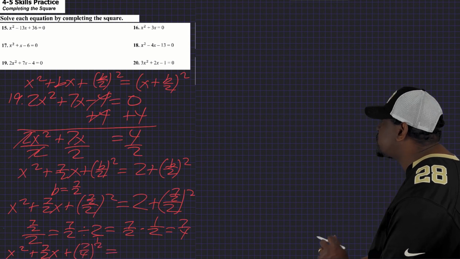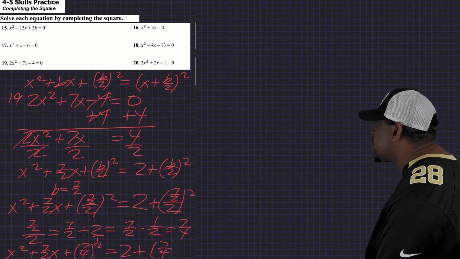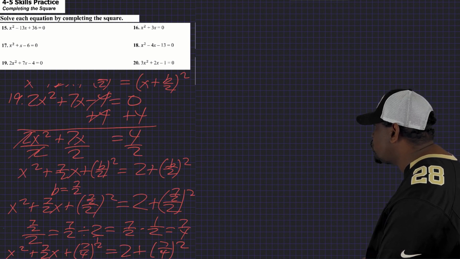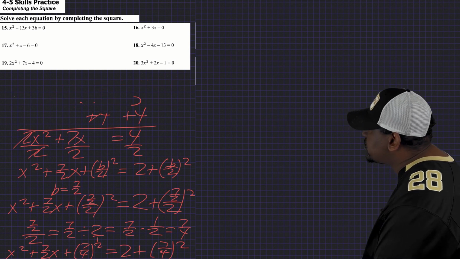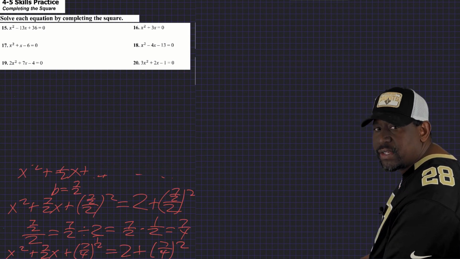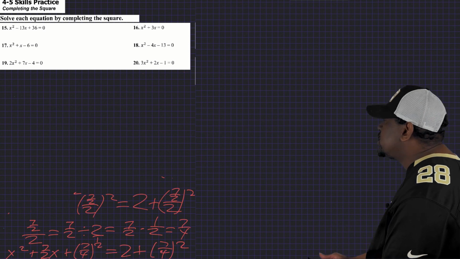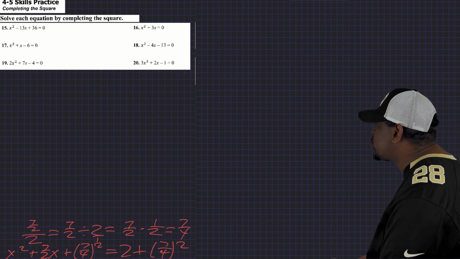So now we're going to substitute that into the equation on both sides of the equal sign, and we will rewrite x squared plus 7 over 2 x plus 7 over 4 squared is equal to 2 plus 7 over 4 squared. So it takes a little time when you have fractions. You have to do a little extra steps to simplify the fraction, but it's worth it once you do. So we need to erase the work so we have room to finish the problem. That's what we're doing right now.